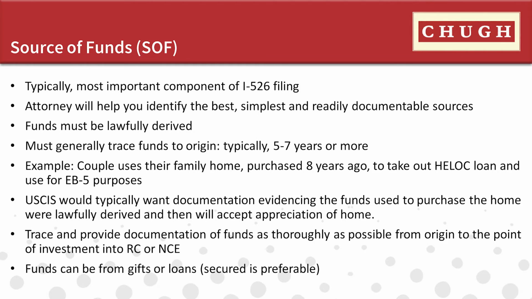Similarly, if it's a loan or a gift from a family member, and the family member has obtained the funds through a similar situation, you'd have to show how they acquired the funds. How did they acquire their home, which they sold or borrowed against to provide a gift or a loan to their family member? The analysis is still the same. All right, so the funds can be from gifts or loans, as we mentioned earlier.